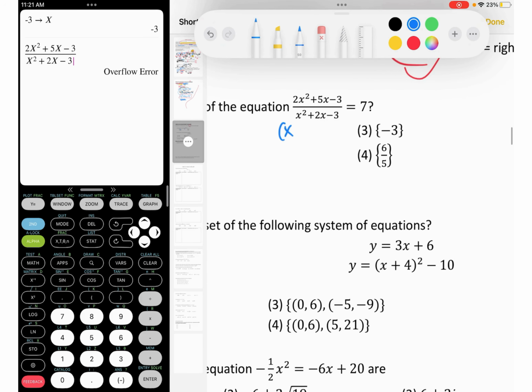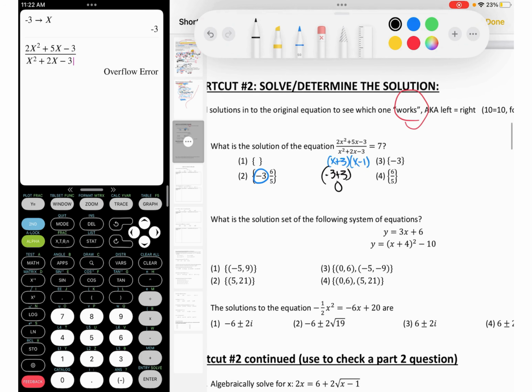If you factor the bottom, you get x plus 3, x minus 1. When you plug a -3 into this, -3 plus 3 is 0, and you can't have a 0 in the denominator of your fraction. That's why it's giving you an error, which means that -3 does not work. So if -3 doesn't work, choice 2 is out and choice 3 is out.